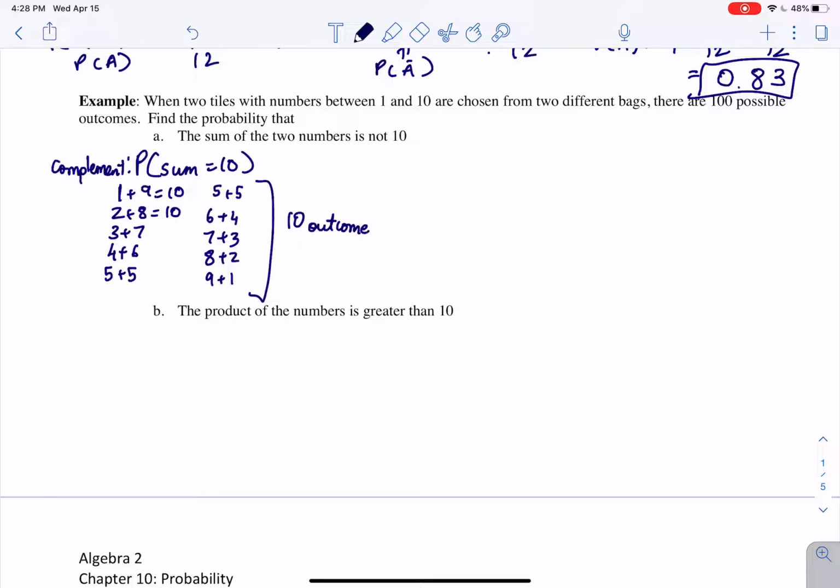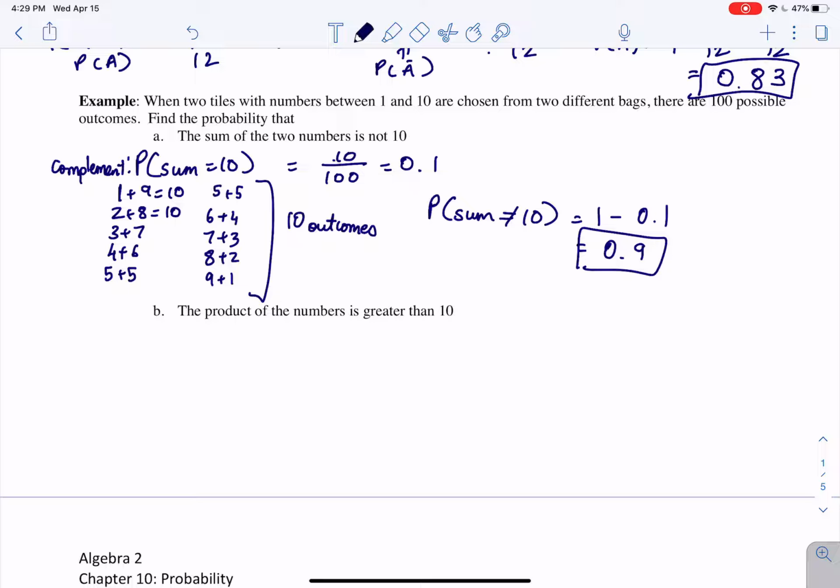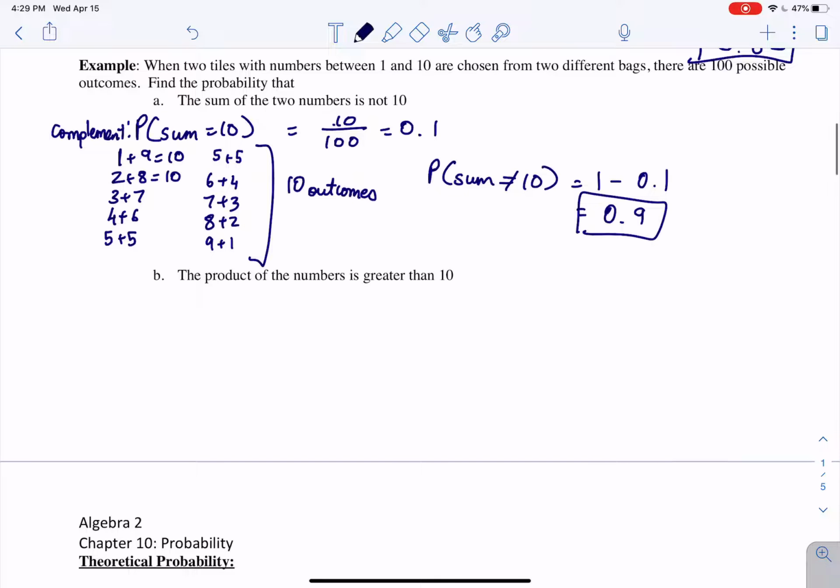So here I counted 10 things. If I did it the other way around, I would have to count 90 different things. And so it's much faster to do it this way. So this probability is 10 out of 100, which is 0.1. So the probability that I actually want, where the sum is not 10, would be 1 minus this complement, which would be 0.9. So this is where using the complement helps a lot, because then you don't have to count 90 different things. You only had to count 10 different things.